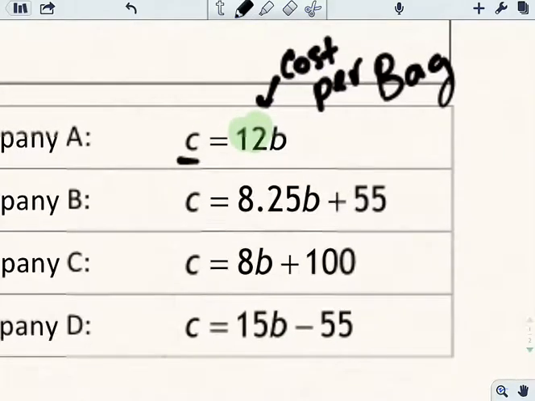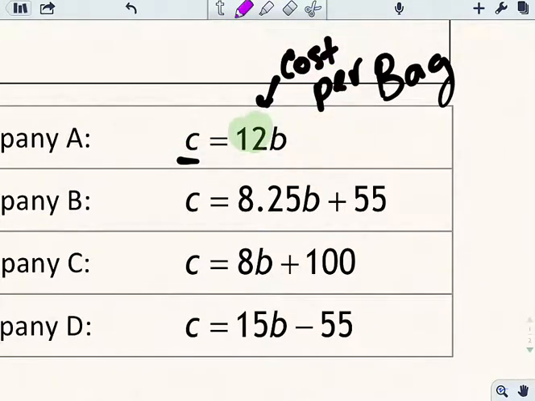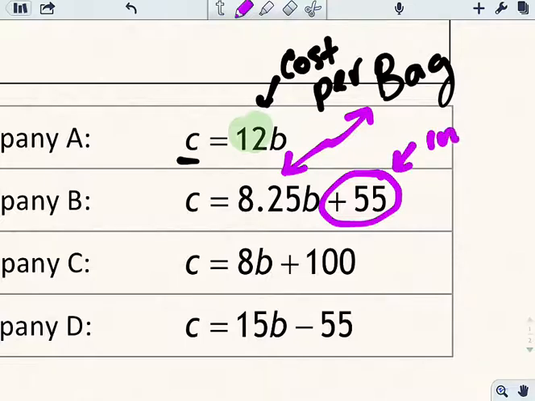Purple. Okay, so this is all about the cost. Well, if the number being multiplied to B in the first example is the cost per bag, I bet that is also the cost per bag, which leaves us plus 55. Now, again, this has to relate to the cost. So 55 has something to do with the cost. This is going to be kind of like an initial fee.